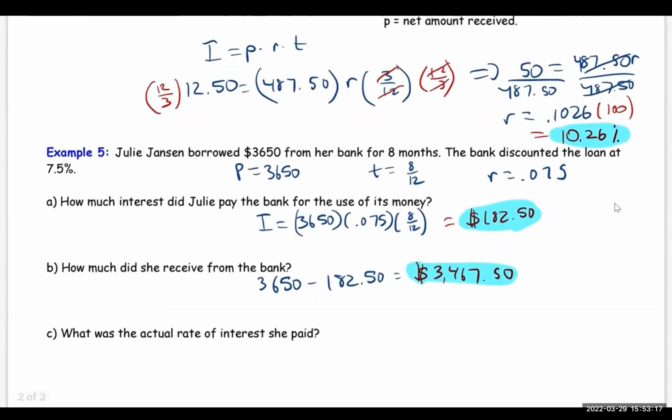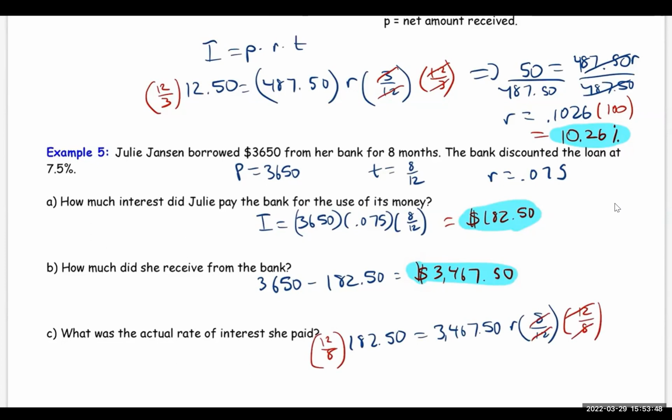What was the actual interest rate that she paid? For that, we're going to treat this as if this is the principal amount. So we know that the interest was $182.50. The principal amount is this new amount that we just found. R is what we're looking for, and time is the same, 8 out of 12. So once again, we'll multiply by the reciprocal. What's 12 times 182.5 divided by 8? It's 273.75.